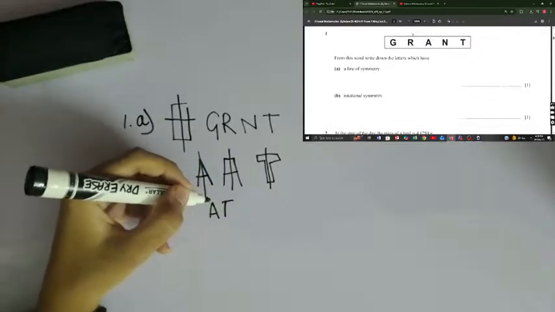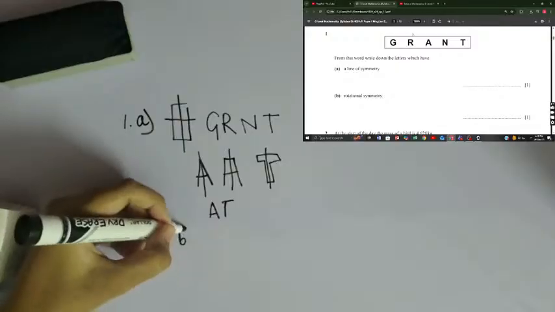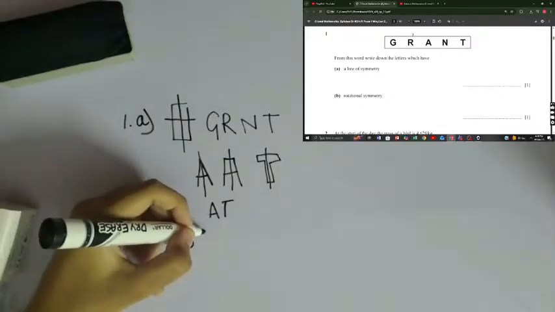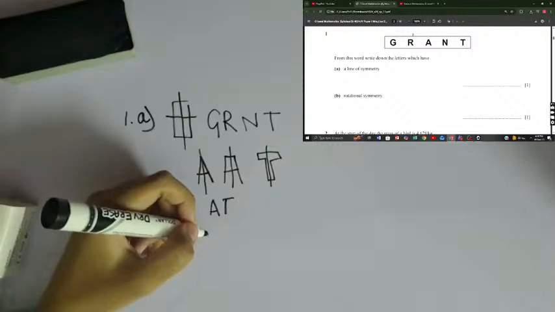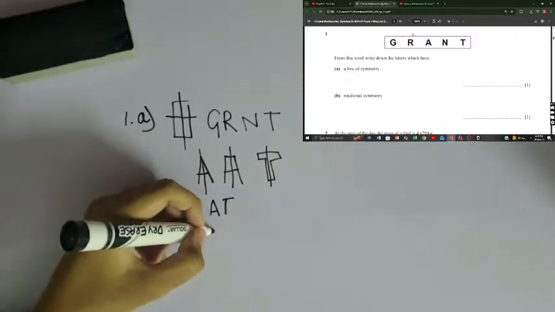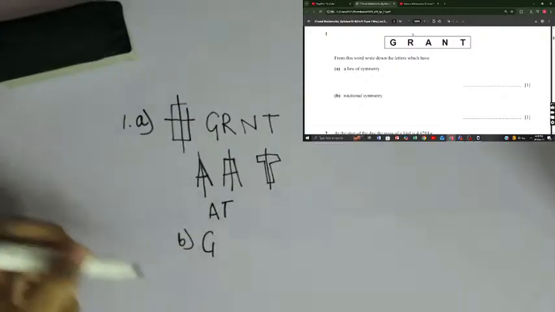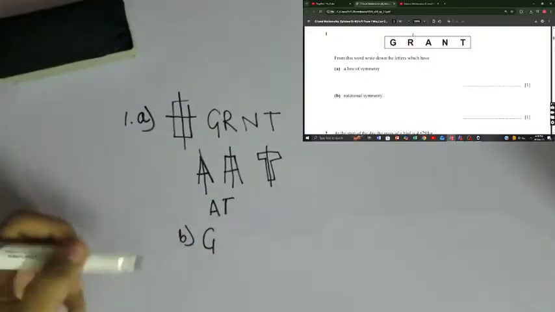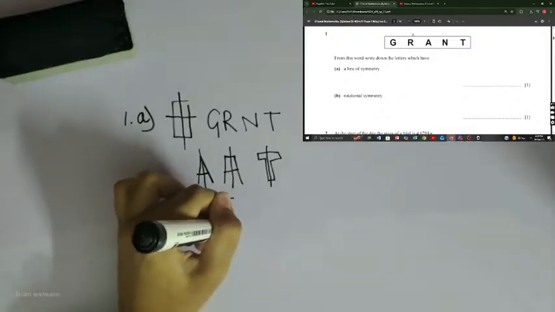The next question we have is which letter has rotational symmetry. Rotational symmetry is when you rotate the shape around its pivot, and it goes back to its original position. So for the shape G, it only has rotational symmetry of order 1 because it only reaches its original position when it's rotated entirely 360 degrees. The same goes for shapes R, A, and T.